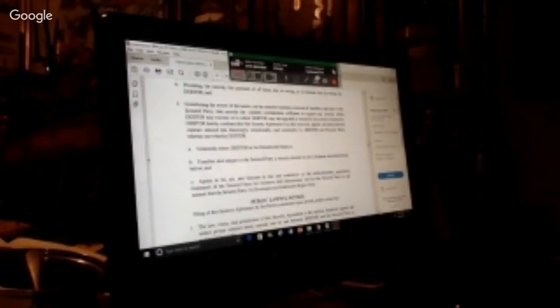Voluntarily enter debtor in the commercial registry. Transferring and assigning to the secured party a security interest in the collateral described herein below, and agrees to be, act, and function in law and commerce as the unincorporated priority trademark of the secured party for exclusive and discretionary use by the secured party in any manner that the secured party, by sovereign or unalienable right, elects.